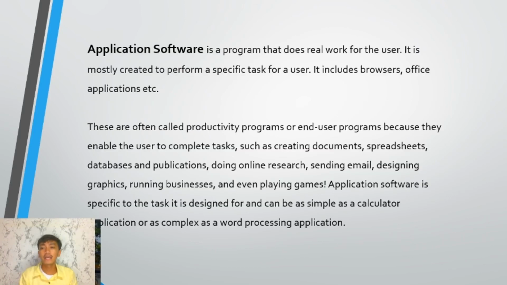And lastly is the application software. It is a program that does the work for the user. It is mostly created to perform a specific task for a user. It includes browsers, office applications, and so on. These are often called productivity programs or end user programs because they enable users to complete tasks.